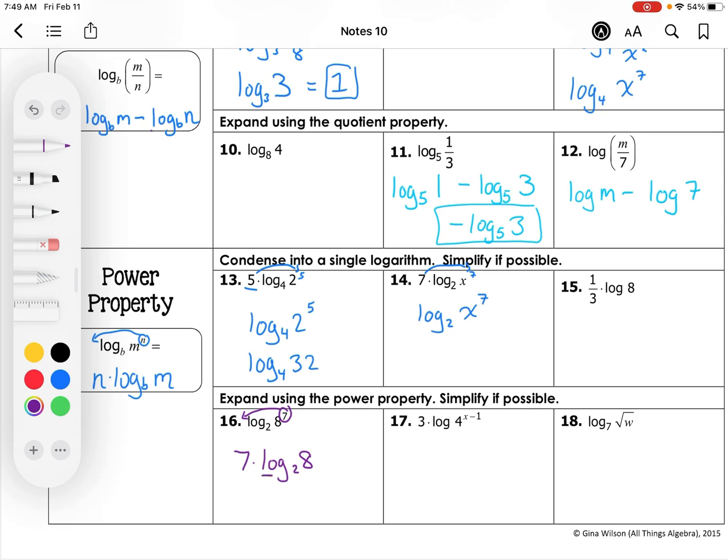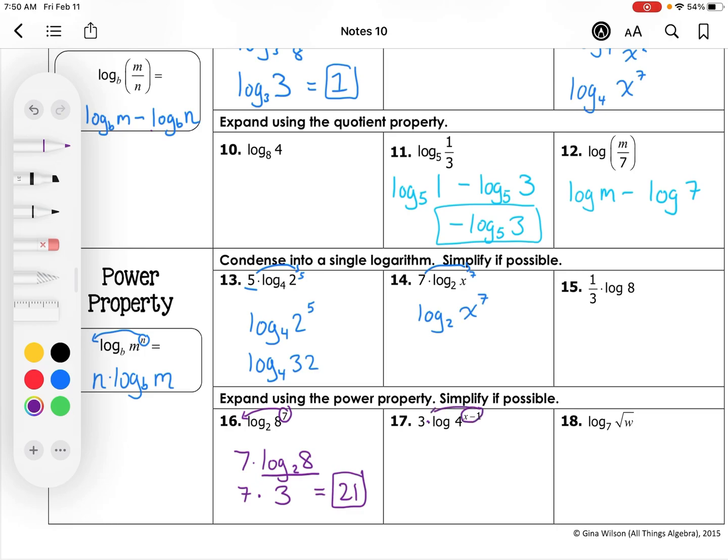And I think we can keep on going. This log base 2 of 8, 2 raised to what power gives us 8? To the 3rd power. So it's 7 times 3, which is 21. All right, let's do number 17 now. Here we have this whole big exponent. And then we also have a 3 being multiplied. And it's telling us to expand.